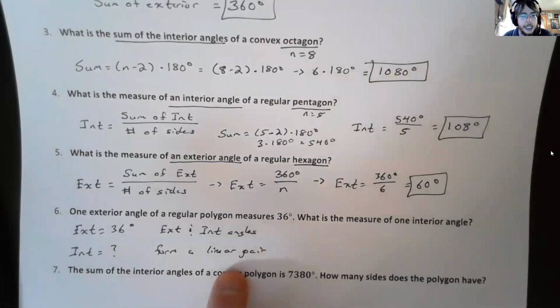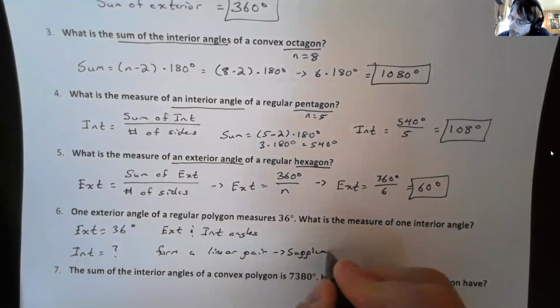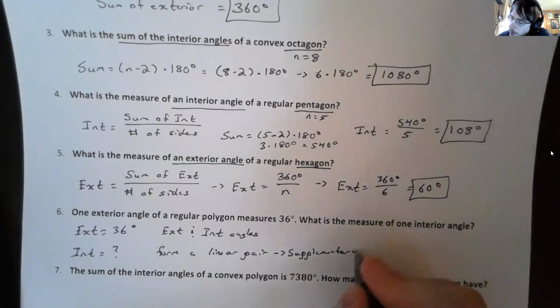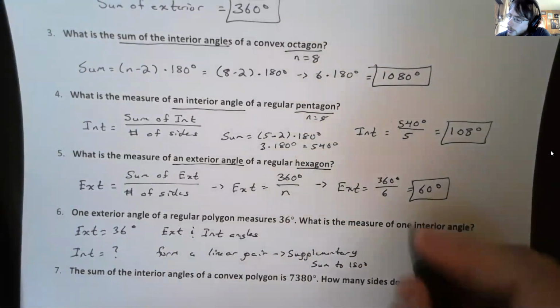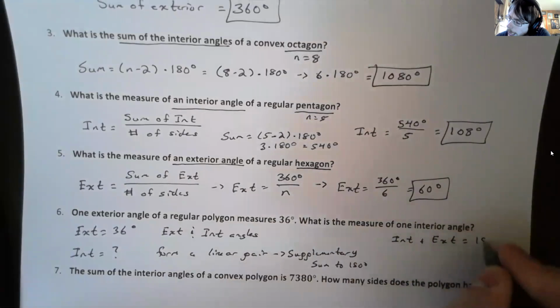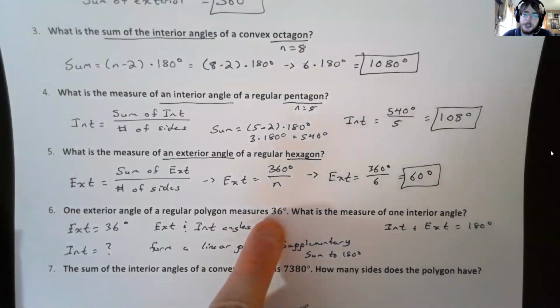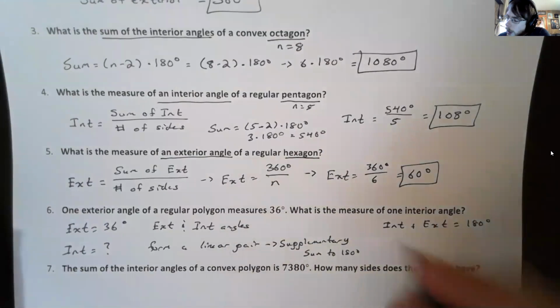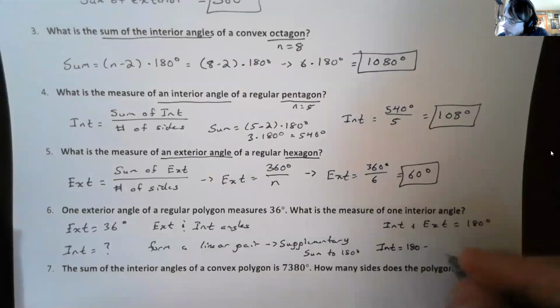And since it forms a linear pair, we know that they are supplementary. And if you remember, supplementary means they sum to 180 degrees. So your interior plus your exterior is equal to 180. Well, we know what the exterior is, and we want to find the interior. So to find the interior, we take 180 and subtract our exterior, which is 36, and that gives us 144 degrees.